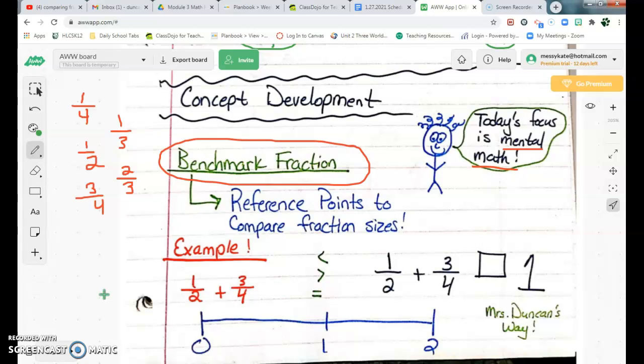So a way to do it is kind of to draw a number line in your head. You want to be drawing that number line in your brain while going through these problems, because again, it's all mental. And there will be some of these questions on your Module 3 test.